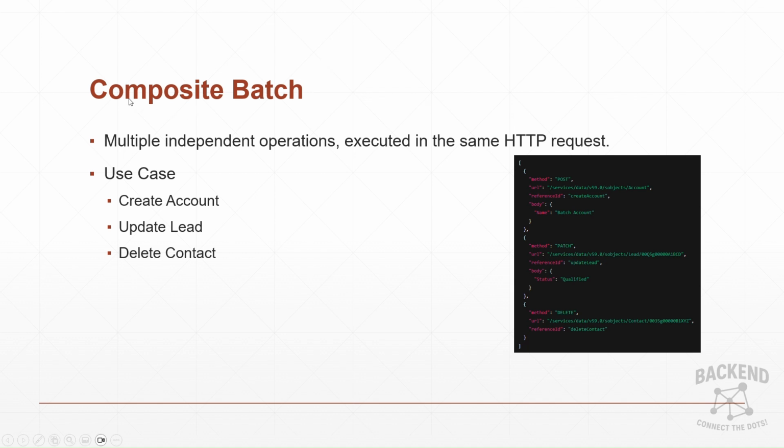That's the difference between the composite request and the composite batch. The main difference, as I mentioned, is that in a request, a sub request is dependent on whichever sub request it references in your other sub requests. But coming to the batch, the sub requests are executed independently.